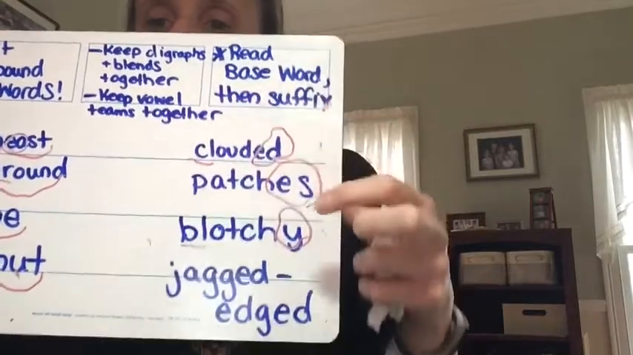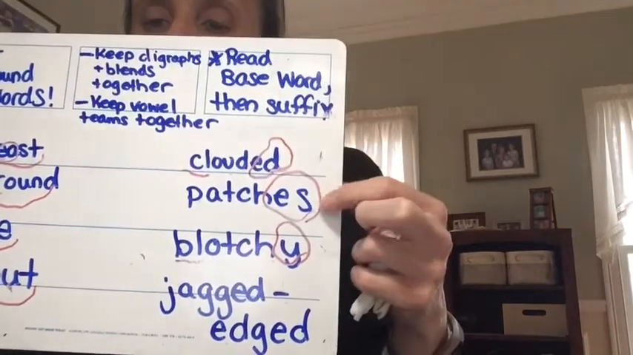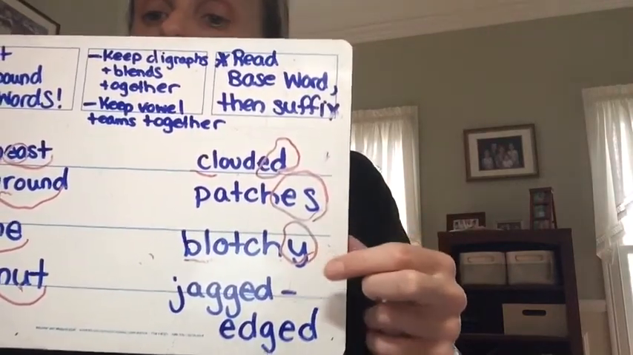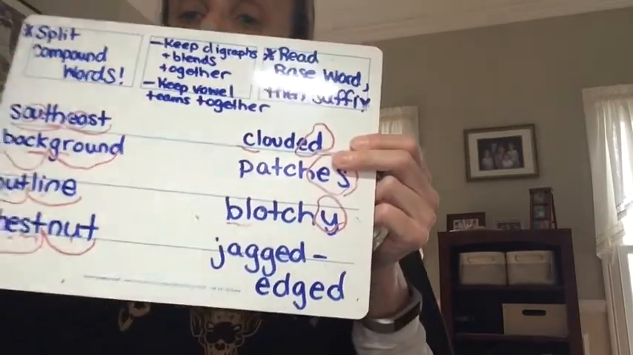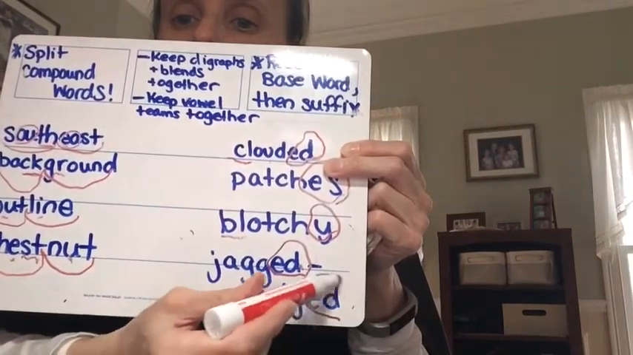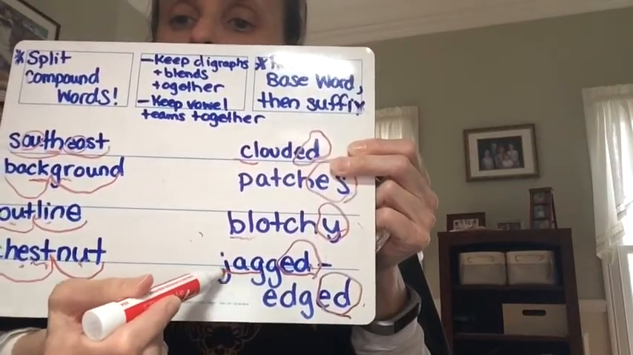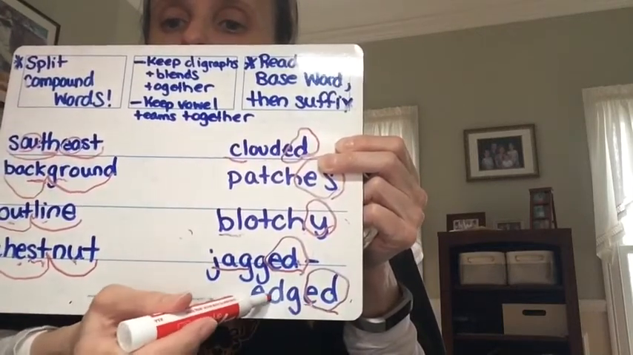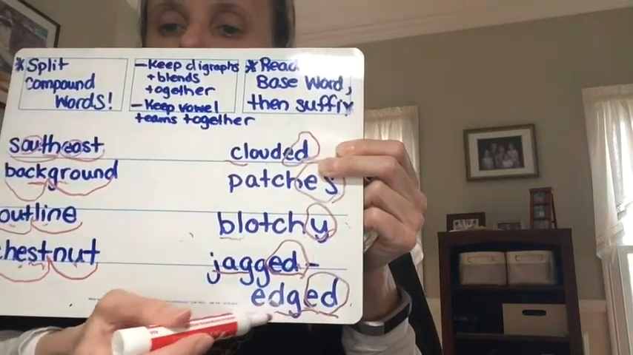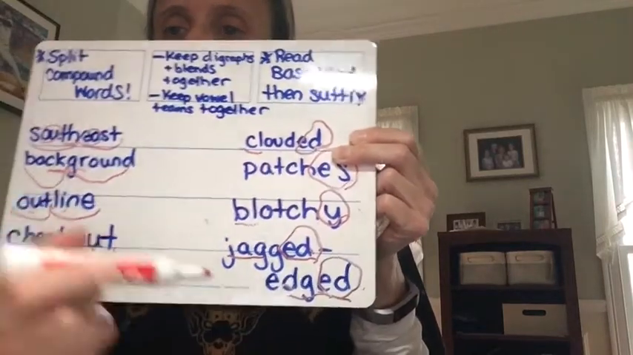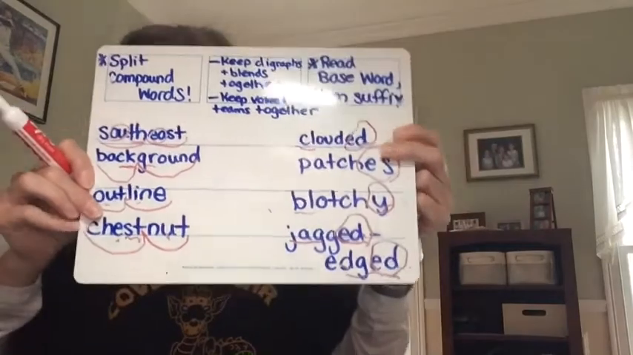Okay, so you'll be reading about a clouded leopard, and then you'll be reading about the animals with patches, some are blotchy. And then this one, I see an ED on both of them. So I'm just going to try to read the base word. So jag, jagged. And then we talked about DGE last week, says j. So that's edged, jagged, edged. So those are just some of the trickier words that you might find while you're reading.